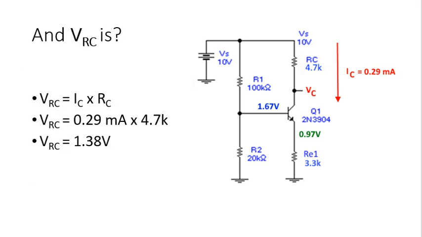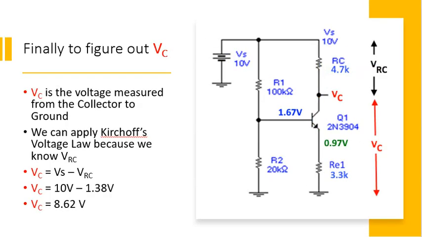So VRC is, well, Ohm's law, collector current times collector resistance, and we work that out and we end up with 1.38 volts. So we're going to drop across RC 1.38 volts. We can figure out our collector voltage now. We apply our Kirchhoff's voltage law. We start with 10 volts, we drop our 1.38 volts, whatever's left over is going to be our collector voltage. So 10 minus 1.38 gives us 8.62 volts. So measured from our collector to ground, we'll have 8.62 volts.